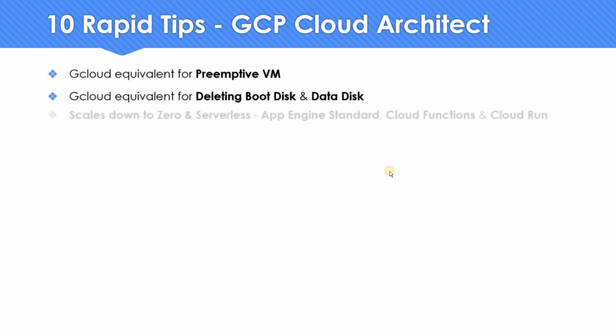Moving on to the next tip, scale down to 0. So if you were to have a compute option which can scale down to 0 and which is totally serverless, in GCP you have 5 compute options. One is Compute Engine, Kubernetes Engine, and App Engine. In App Engine you have two environments, App Engine Standard and App Engine Flexible. Then you have Cloud Functions, and the last one is Cloud Run. And in these options, what is the one which is serverless and which can scale down to 0? Those are App Engine Standard, very specifically App Engine Standard, Cloud Functions, and Cloud Run.